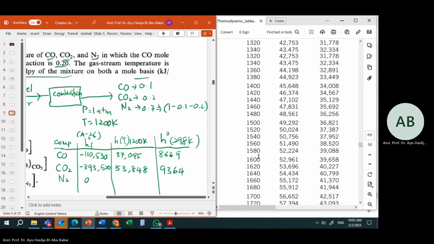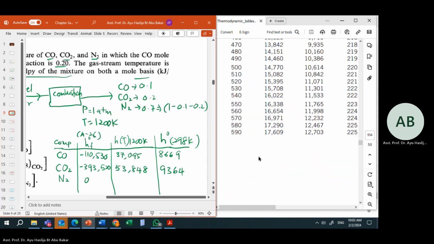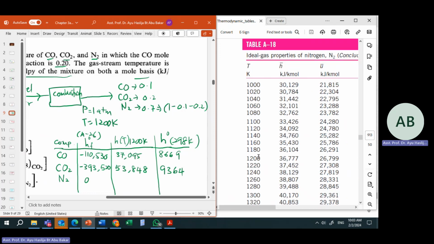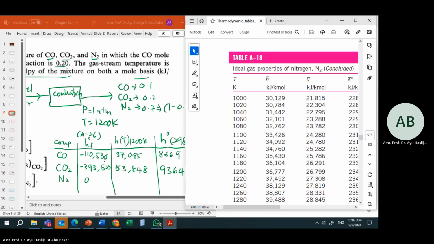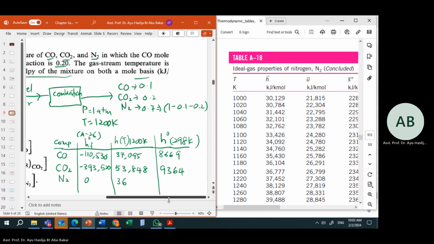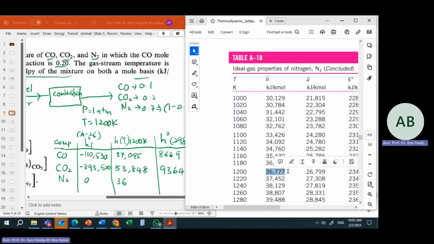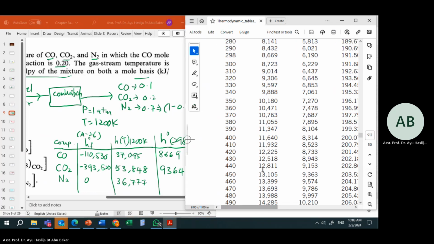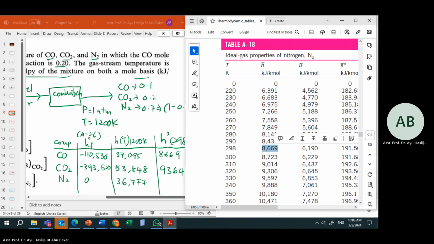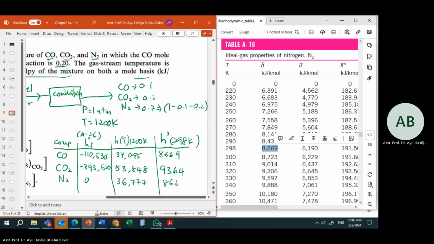N2. Different table. A18, N2. At 1200. Okay, 36,777. 298. 8669. Similar to CO.